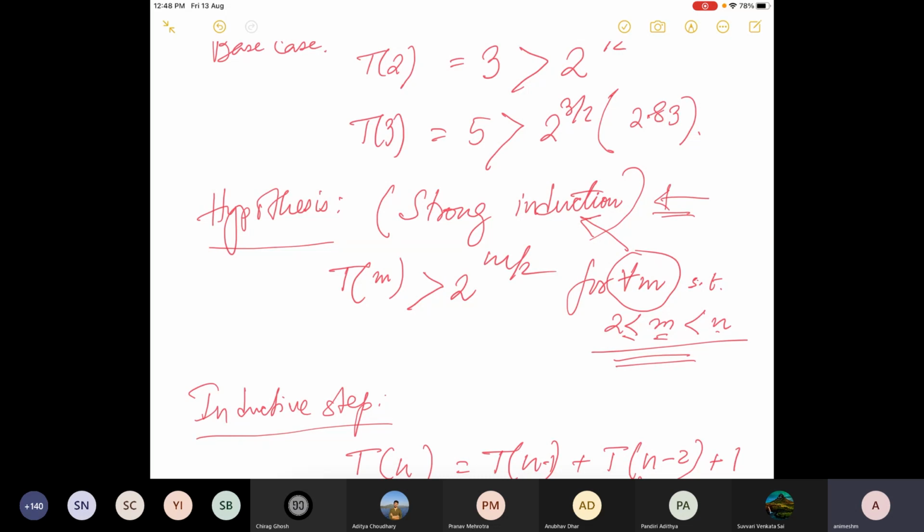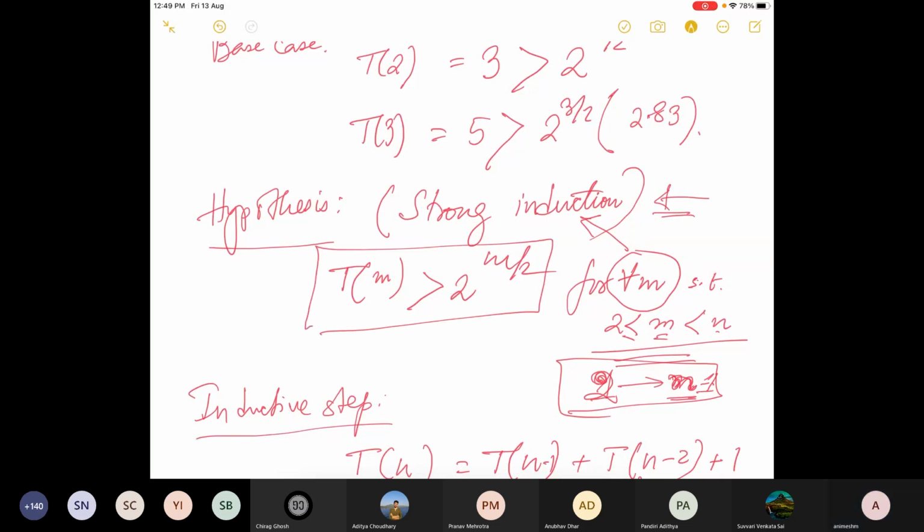So it starts from whatever value, in this case it starts from 2, and it holds up to any value of m. In this case the extreme value is n minus 1. So for all these values this is true, and that is what we assume in strong induction.